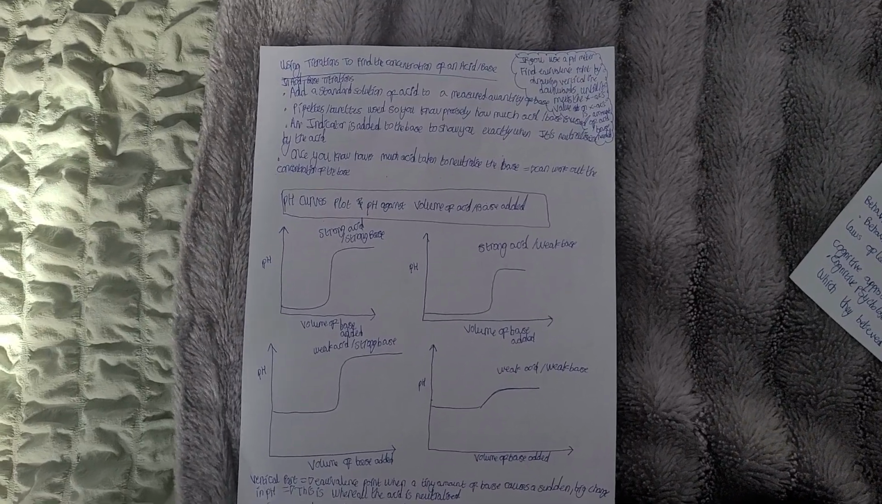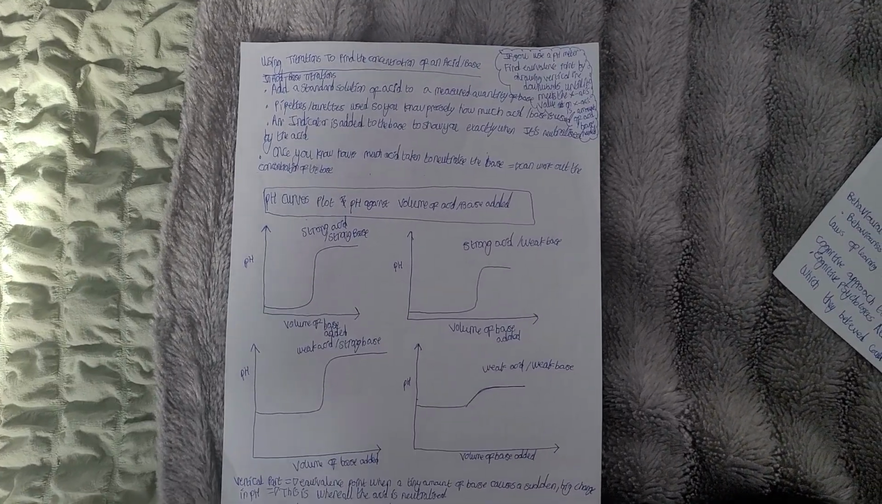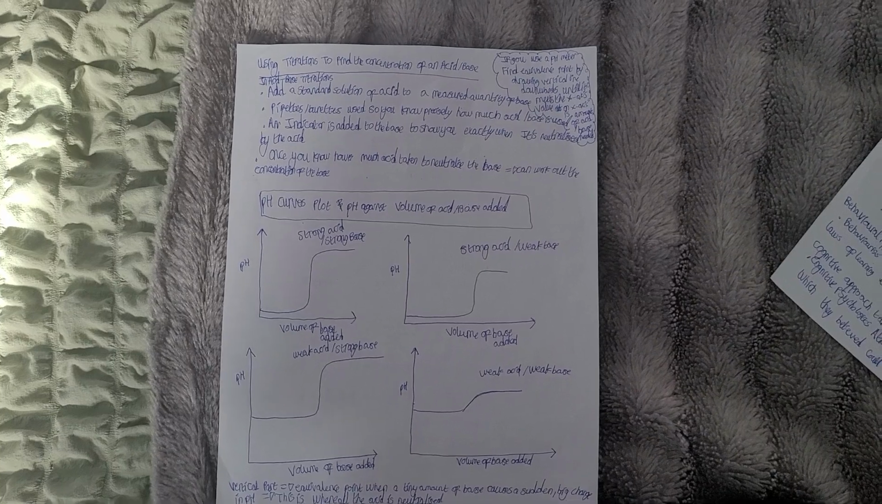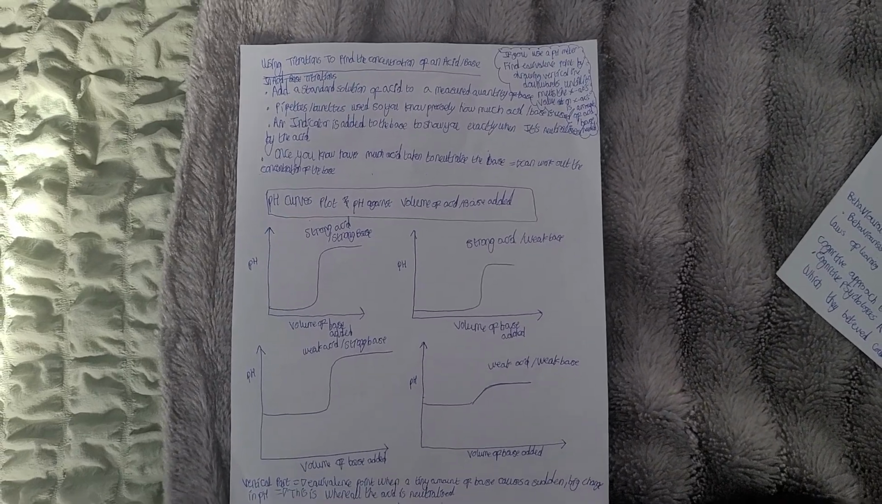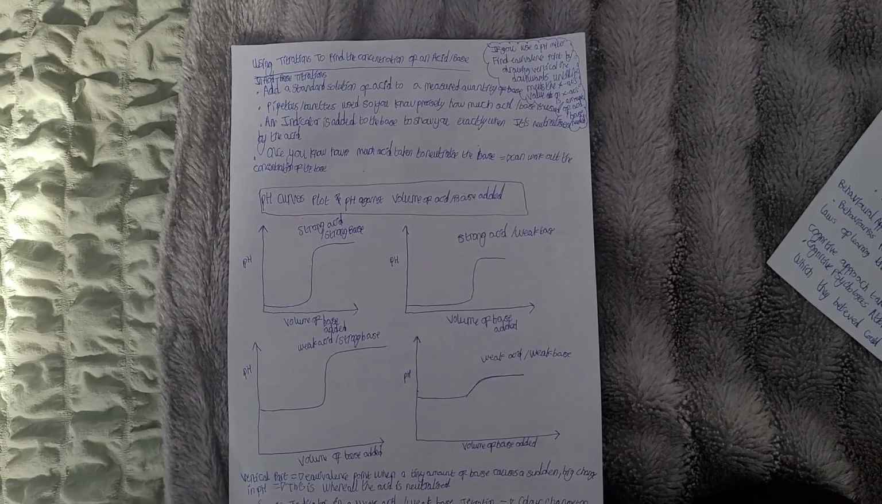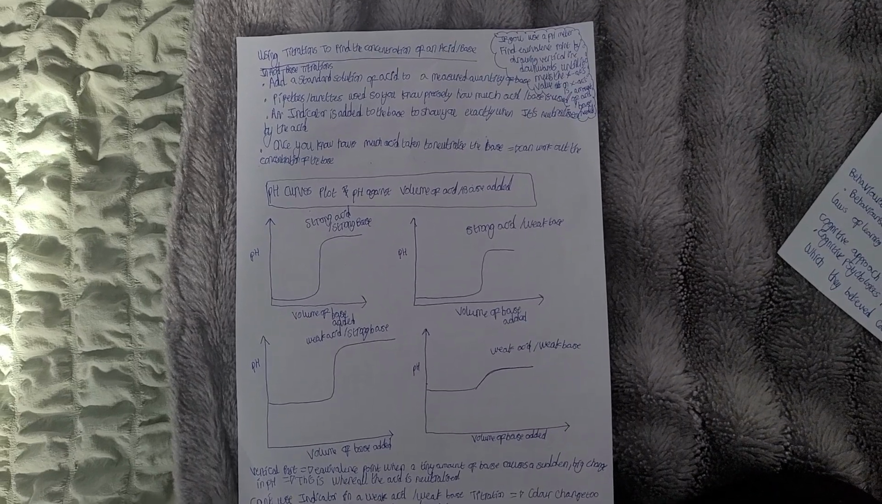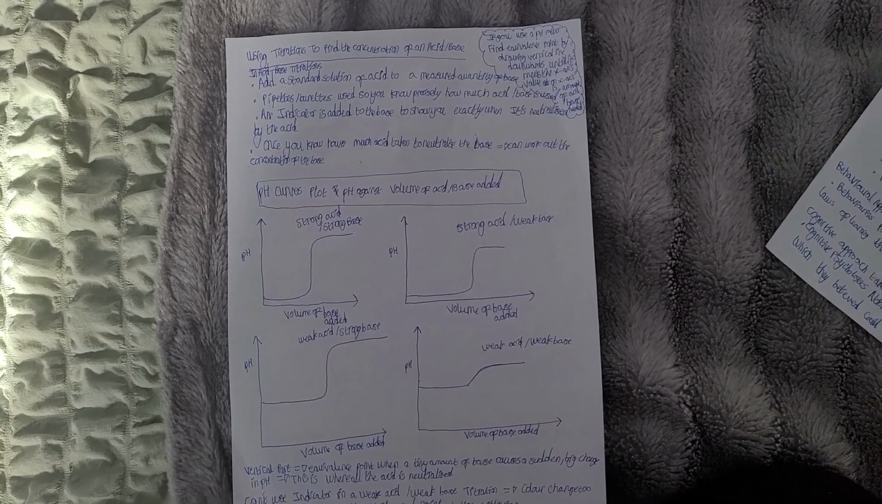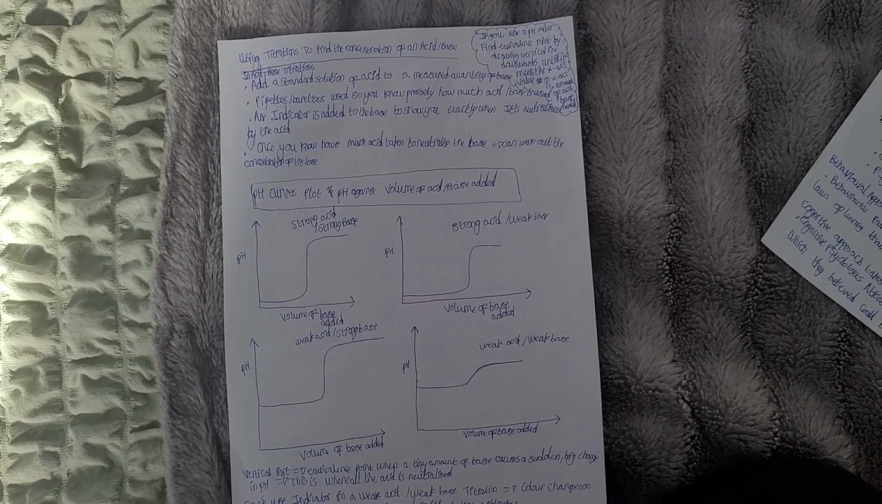If you use a pH meter, we find the equivalence point by drawing a vertical line downwards until it meets the x-axis. That value on the x-axis is the amount of acid/base needed. pH curves, what do they actually do? They plot pH against volume of acid/base added. So you've got 4 that you need to memorize.